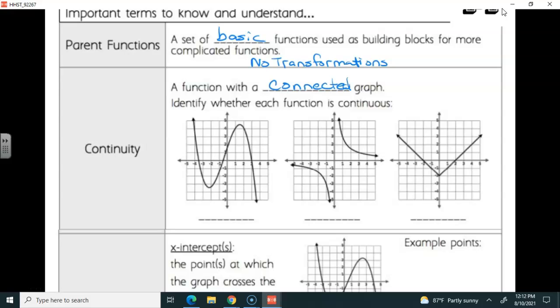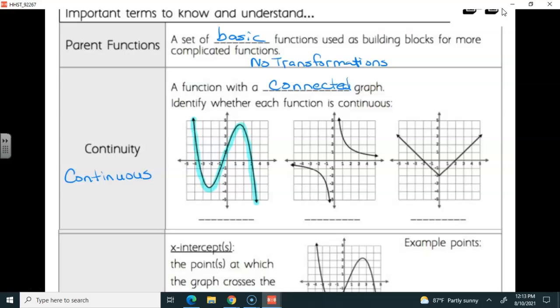Okay, so that has continuity. But I like to use the word continuous. So what does that mean? That means if I start drawing on the graph, I never have to lift my pencil in order to finish it. So it is connected every spot.